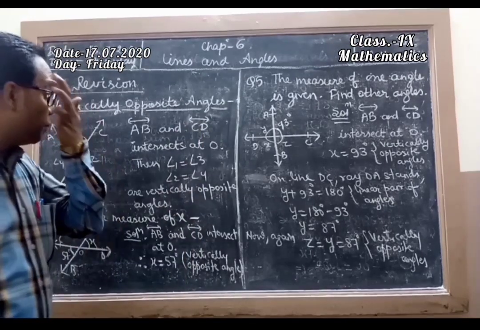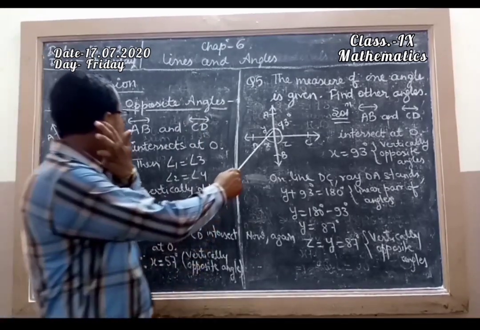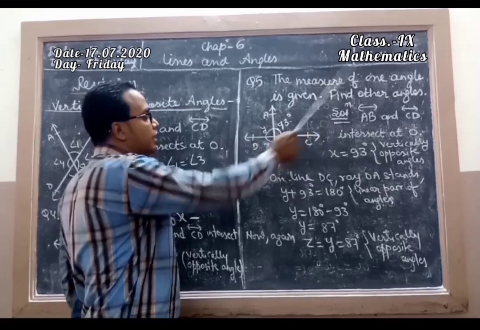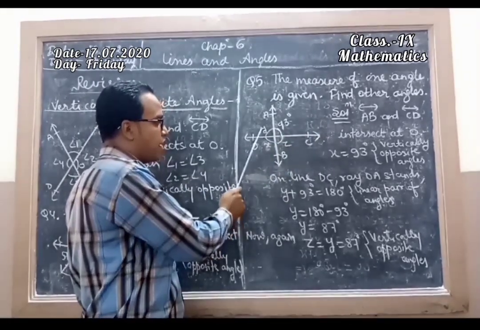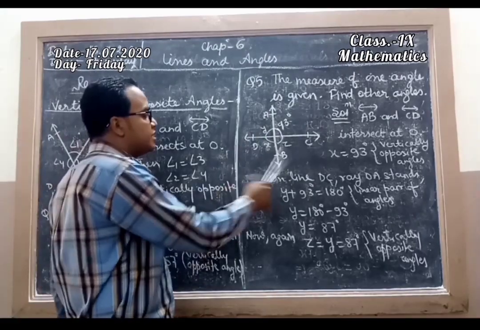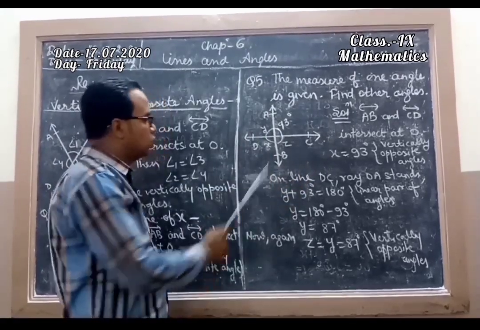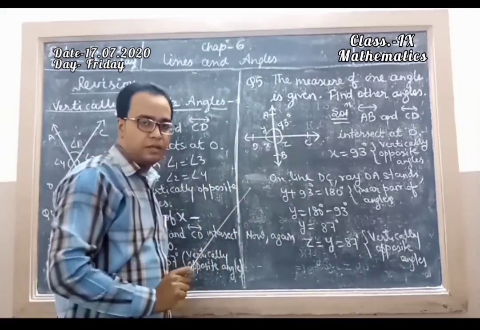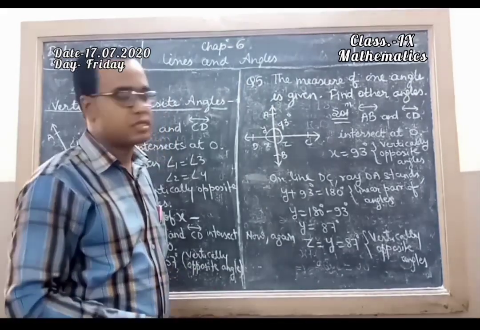Question 5. The measure of one angle is given, 90 degrees. Find the other angles. It means we have to find x, y and z. Again, AB and CD intersect at O. Therefore, x equals 90 degrees, vertically opposite angles.